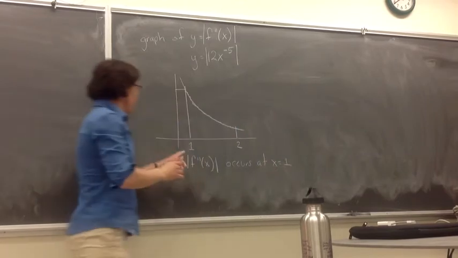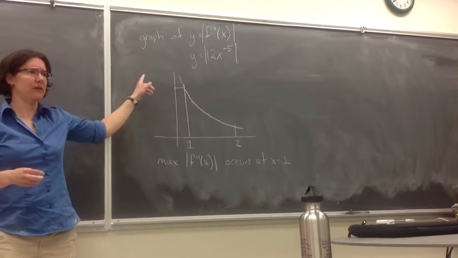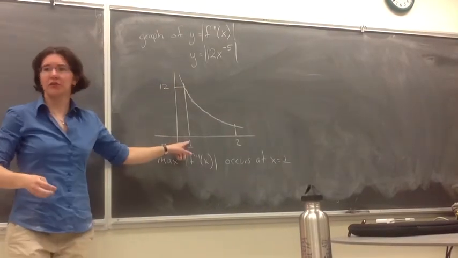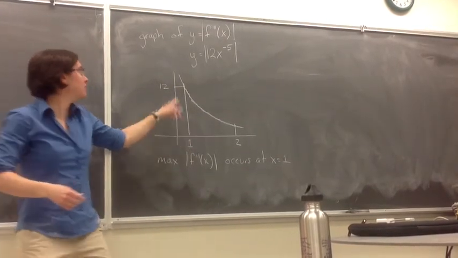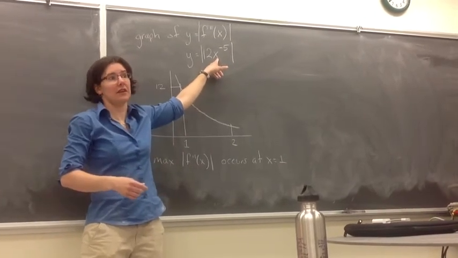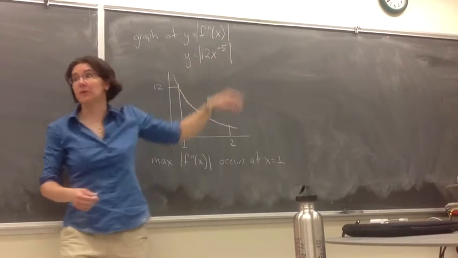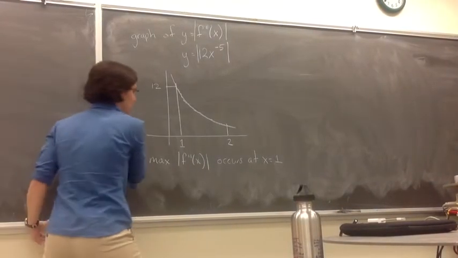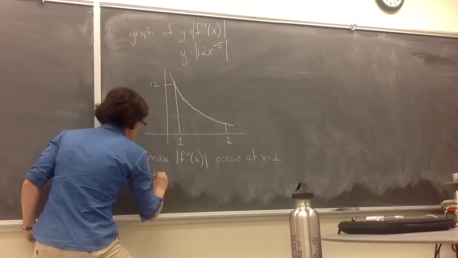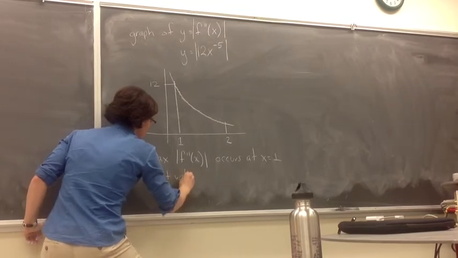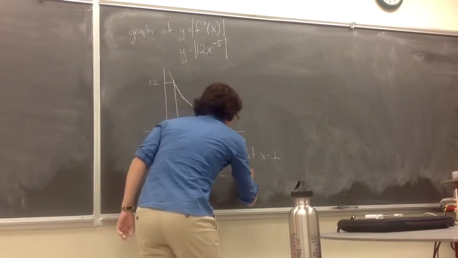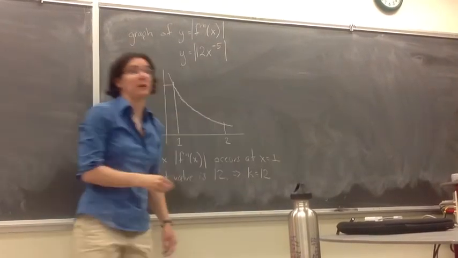Now, when x is equal to 1, what is the y value of this function? 12. It's 12. If I wasn't sure about that, I could do a trace on my calculator, or I could plug x equals 1 into my function, 12 times x to the negative 5th, and I end up with a value of 12. So the maximum of the absolute value of f double prime of x occurs at x equals 1, and that value is 12, which tells us that k must be equal to 12.